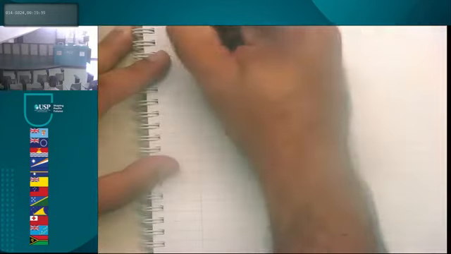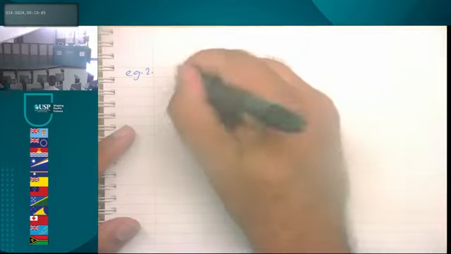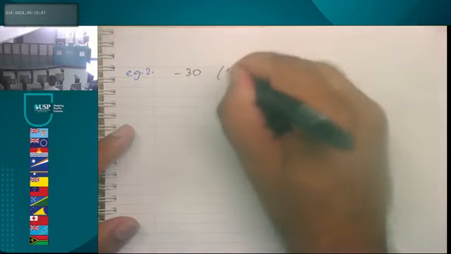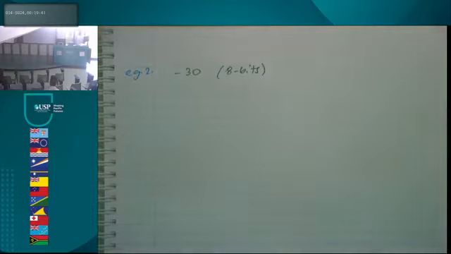Let's look at another number, guys. Let's look at the number 30, and let's use 8 bits this time, negative 30. The reason I'm not doing positive is because you already know positive is just natural binary. The only thing you have to take care of is the number of bits. Make sure you put the padding.